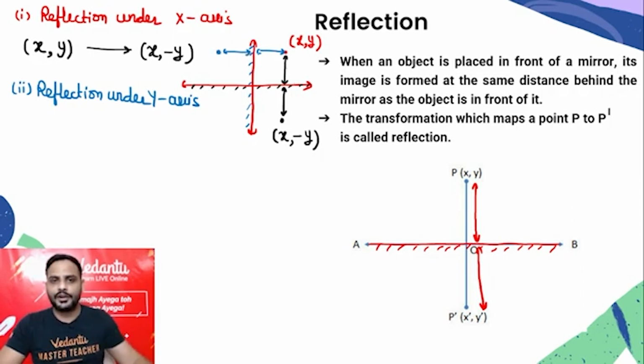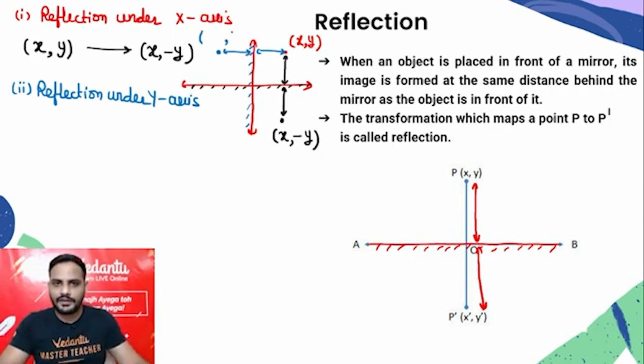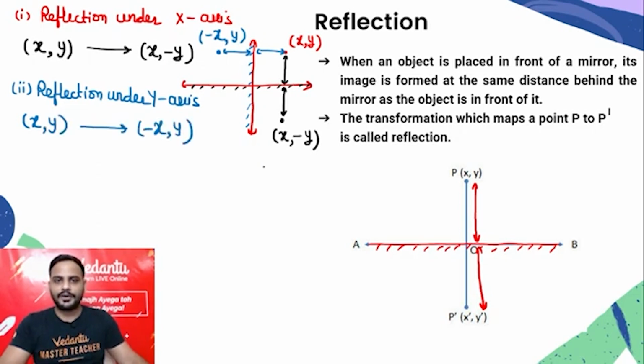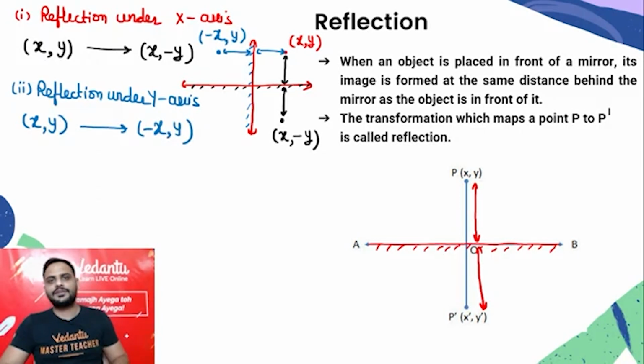Now for this point you can see the vertical position is the same, so the y coordinate will remain the same. The x position has changed, so earlier it was x, now it will become minus x. So any point, if we do the reflection under the y-axis, a point (x, y) changes to (-x, y). Remember guys, if we do the reflection under the x-axis, change the sign of the y coordinate. If we do the reflection under the y-axis, change the sign of the x coordinate.